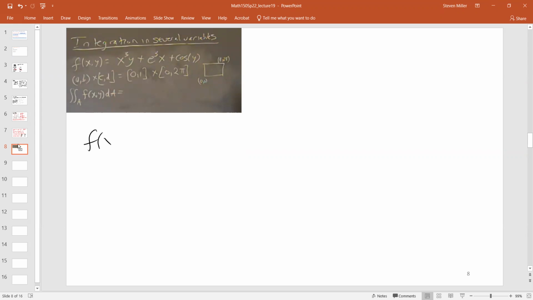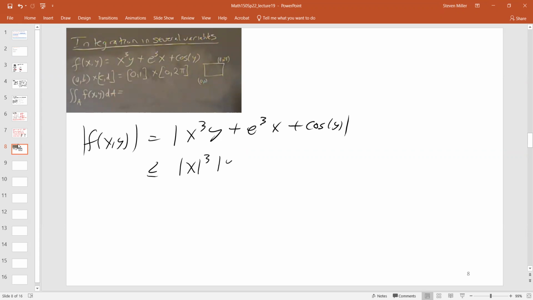If I look at f(x,y) in absolute value, this is the absolute value of x cubed y plus e cubed x plus cosine y. This is less than or equal to x cubed times the absolute value of y, plus e cubed times the absolute value of x, plus the absolute value of cosine of y. And so x is between 0 and 1, y is between 0 and 2 pi. How large can x cubed be?